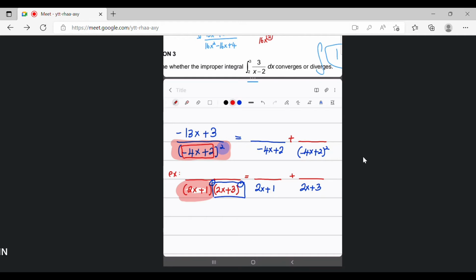Yang mana? Yang ni, yang original question: negative 4x plus 2. Kuadratik. Sure ke kuadratik? Kuadratik or linear? Linear. Okay, apa maksud linear? Apa maksud kuadratik? Kuadratik bermaksud the highest power of x is 2. Okay, so that is a quadratic. Kalau kata the highest power of x is 1, we call as a linear.